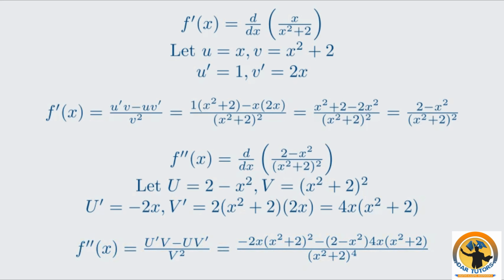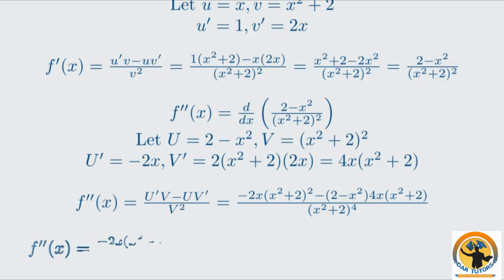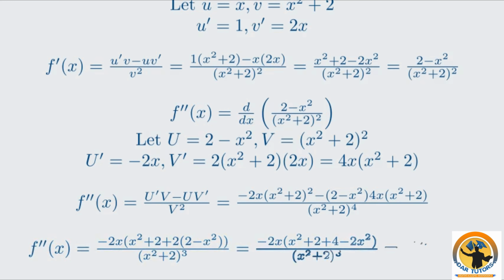We can simplify this by factoring out a common term from the numerator. Factoring out negative 2x times x squared plus 2, we get negative 2x times x squared minus 6, all over x squared plus 2 cubed.